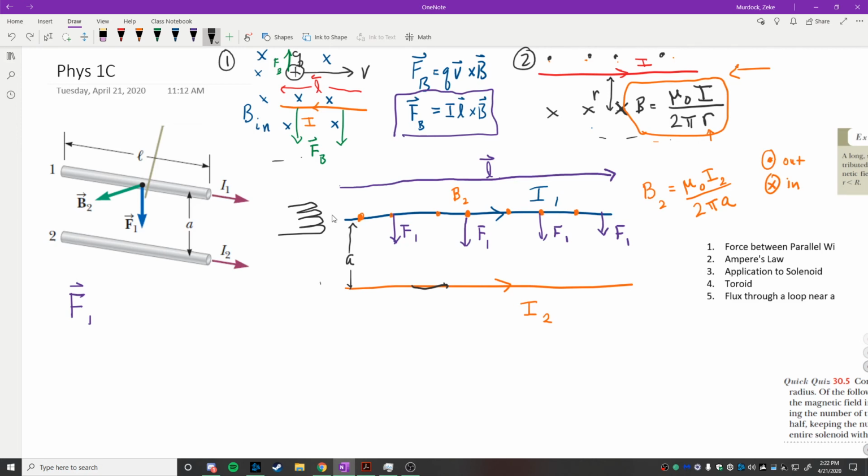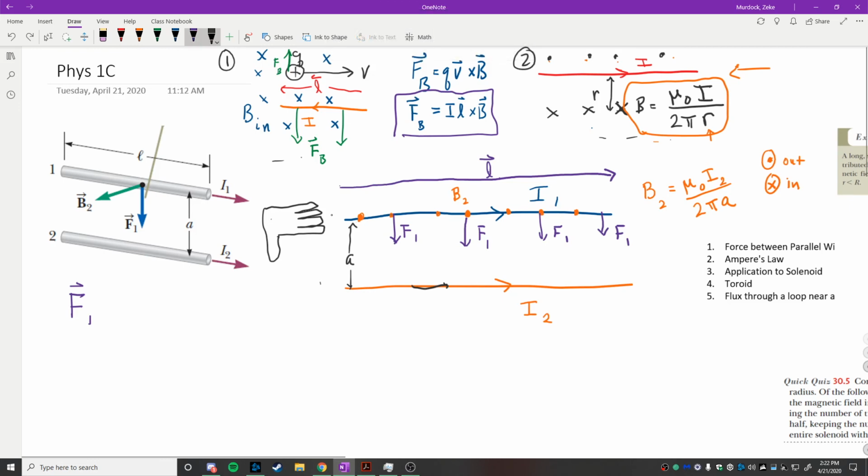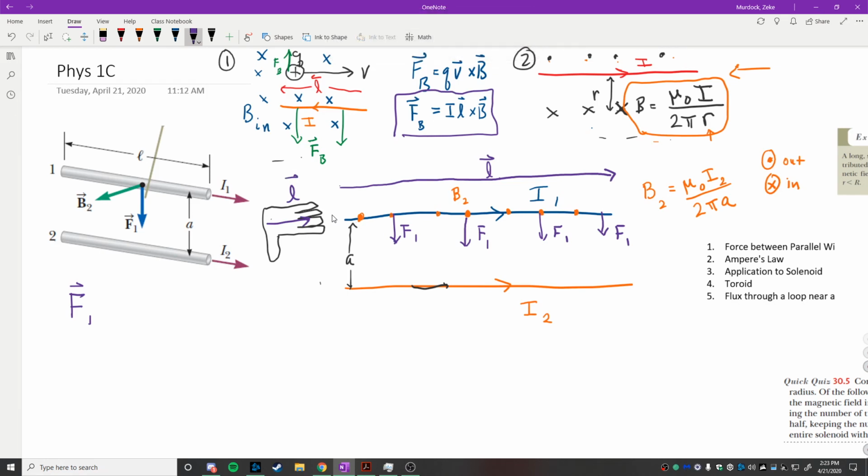So if this is your hand, you face it so that your palm is up, so this is your palm right here. You point your fingers in the direction of L, so L points like this. Then you rotate your fingers up to the direction of B, and B is pointing out of the page, that's the direction of B, out. Can you see if you go from L to B that your thumb has to point down, and that gives you the direction of the force?